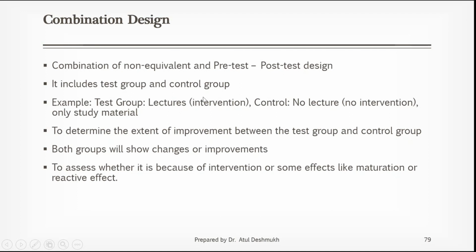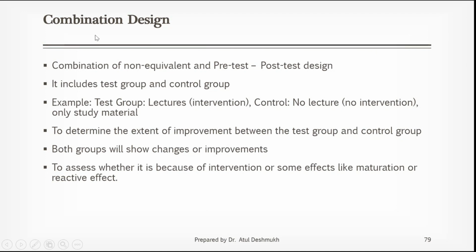It includes a test group and a control group. Here we have a control group. In the previous design, we were not having control groups. For quasi-experimental design, it is optional. But when your study requires a control group because you want to control some phenomenon, some effects like extraneous effects, random variable effect, chance variable effect, reactive effect, maturation effect, conditioning effect, when you want to control all these effects, you should go for a control group.